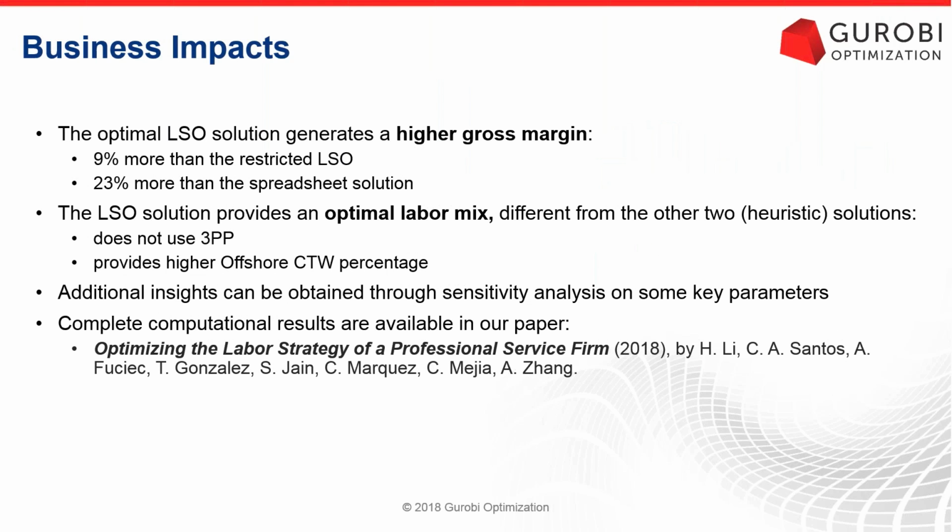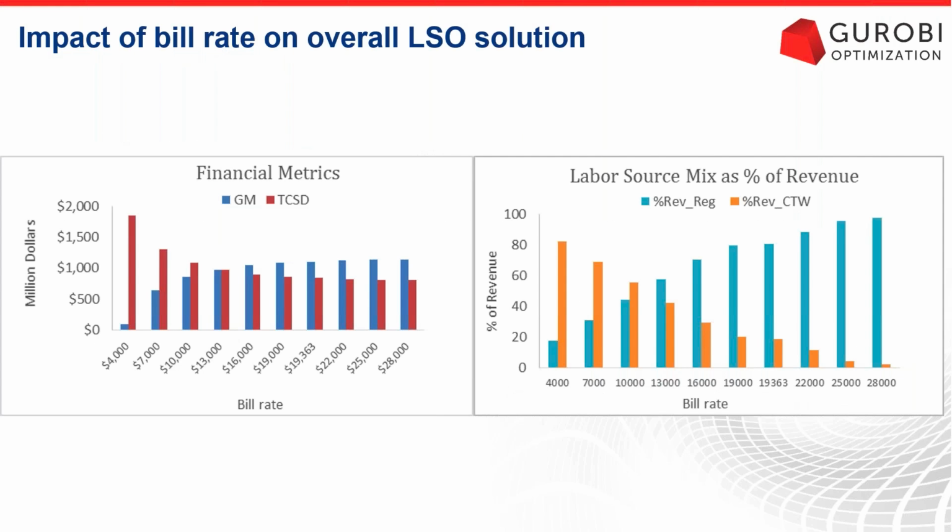We have performed a significant amount of computational experiments to obtain further managerial insights. So if you are interested, feel free to check out our working paper that includes a full set of computational results. Here I select a few we believe very interesting ones to show you. The type of analysis we performed is essentially sensitivity analysis. The first result I want to show you is the sensitivity analysis between the bill rate, that is the productivity of internal workforce, and the financial metrics.